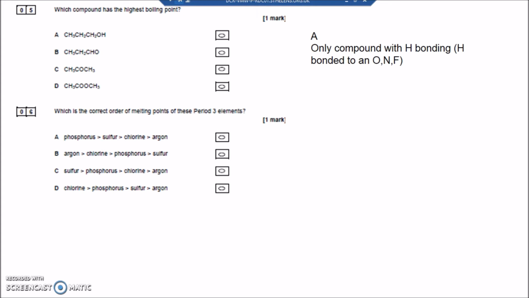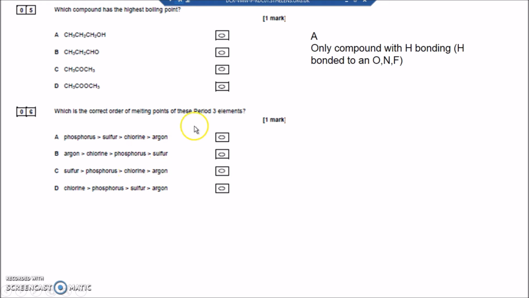Question 6 is a very ambiguous question, because it says what's the correct order of melting points in these period 3 elements, and it doesn't tell you whether it wants high to low or low to high. So it's difficult, very ambiguous. So assuming it wants high going down to low, that seems to be the way it's going, then what have I got? Well, argon and chlorine are gases, so they're going to have lower melting points than solids like phosphorus and sulfur. So I'm going to rule out B and D, and so I'm going to go for either A or C. So I've got chlorine and argon, so that's not going to help.